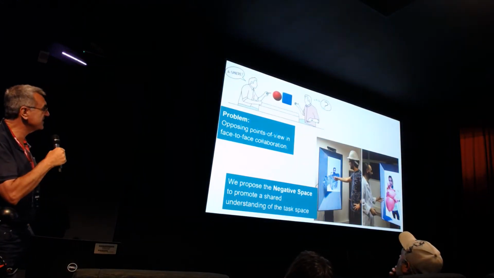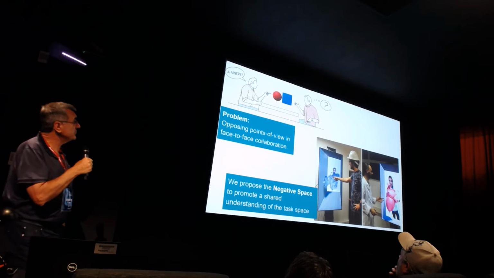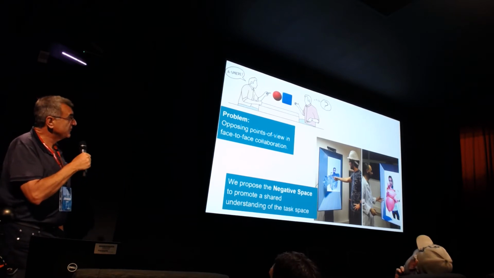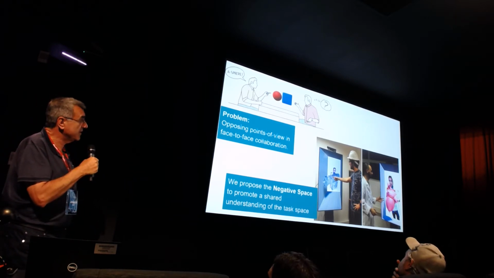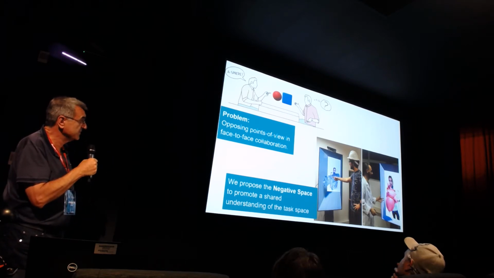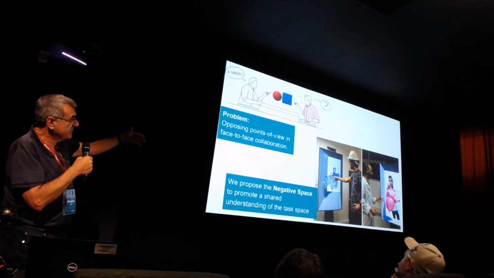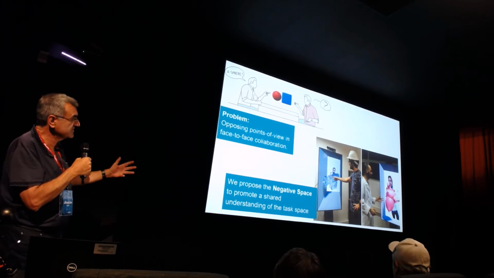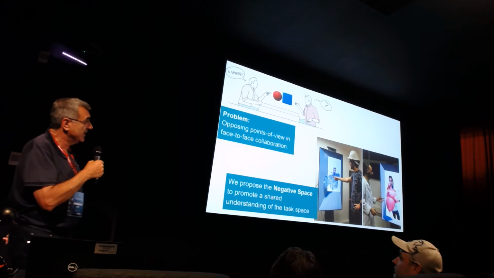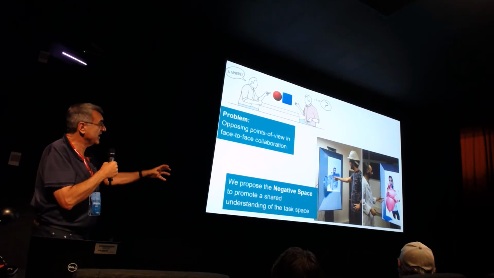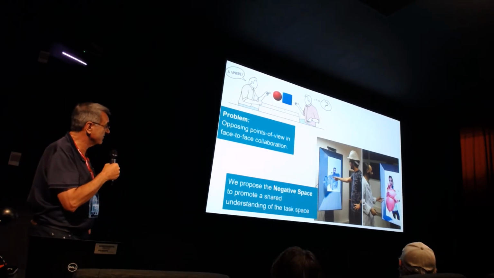But the whole idea here is, how do you get people to improve communication between people in a remote collaboration setup? And we come up with this idea of negative space, where you have two people in a video conferencing setup or in augmented reality with the three objects between the three of them.